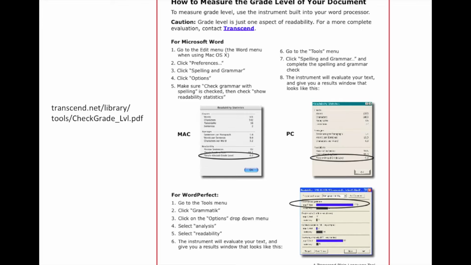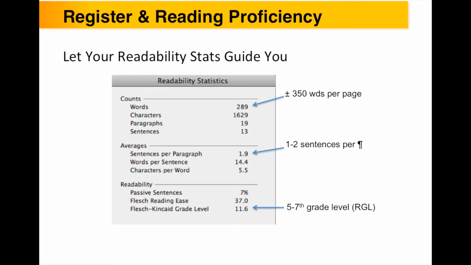The readability stats display a bit differently on PC and Mac, and differently on Word and WordPerfect, but all of them show you the word count, the sentences per paragraph, and remember we want this number to be low, passive voice, and grade level. As a general rule of thumb, no more than 350 words per page. The fewer the words on the page, the greater the likelihood of the text being read. Think about it like minimalist Japanese art, which lets us focus on what is there.